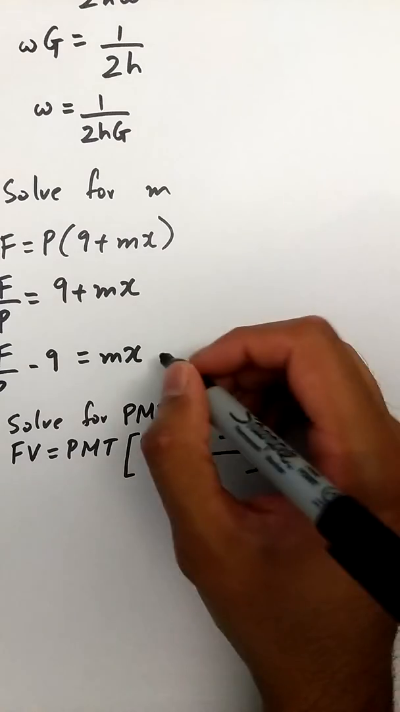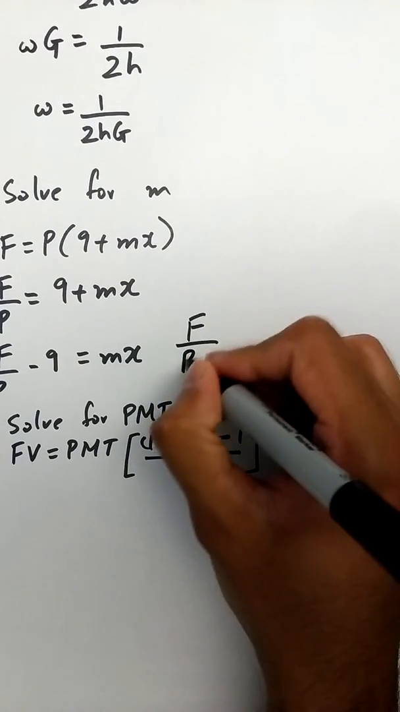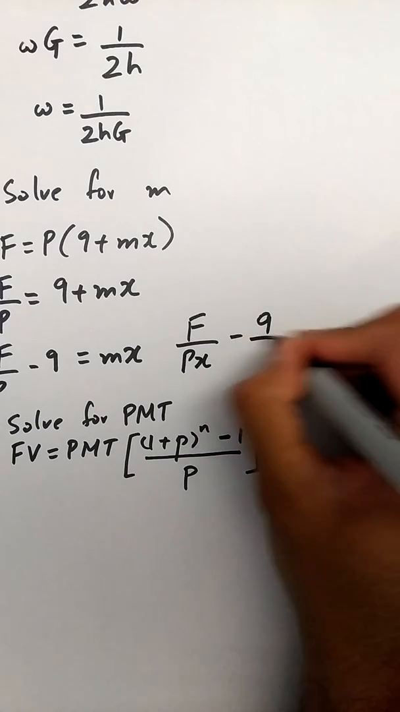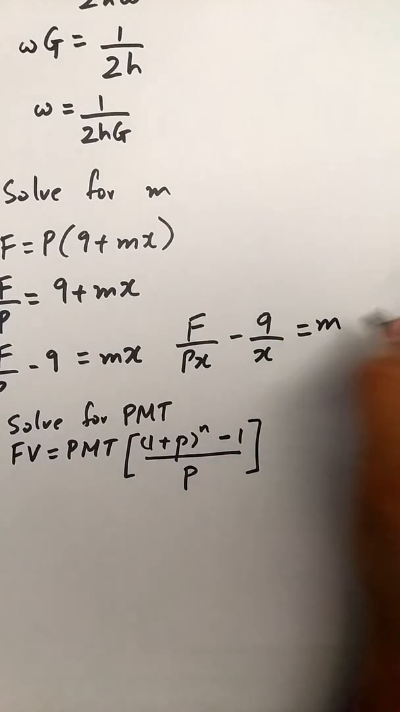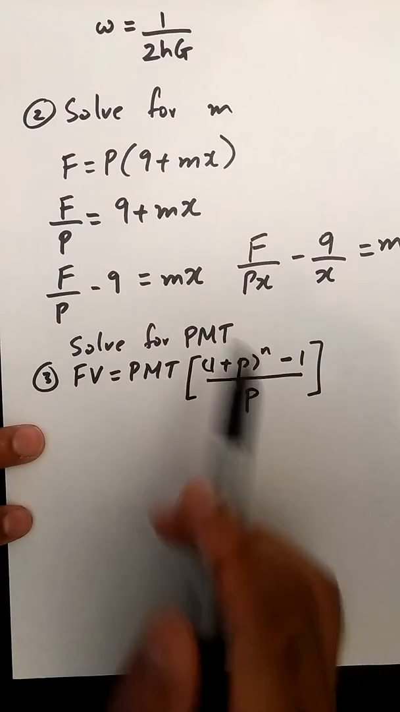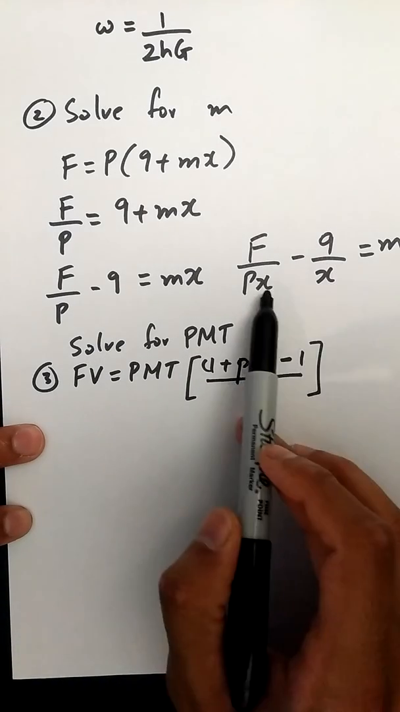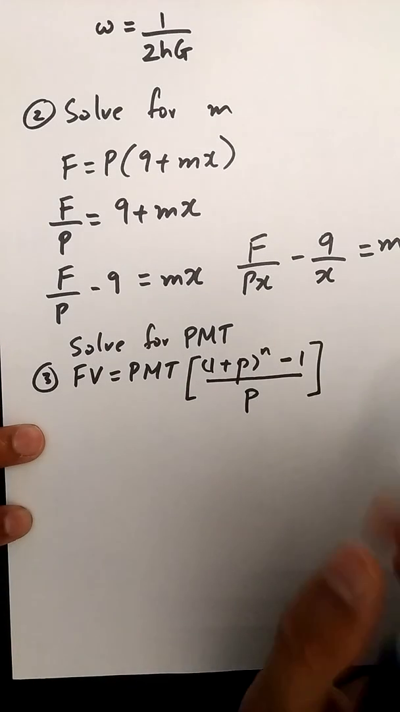And finally, I'm going to divide by X. So F over PX minus 9 over X equals M. So if you have a plus or minus sign in the middle of your question and you're dividing a term, make sure you divide every single term by that. So that's why I have X in the denominator of both of them.